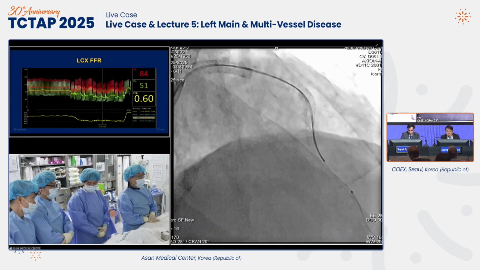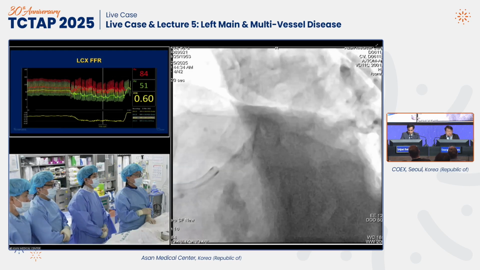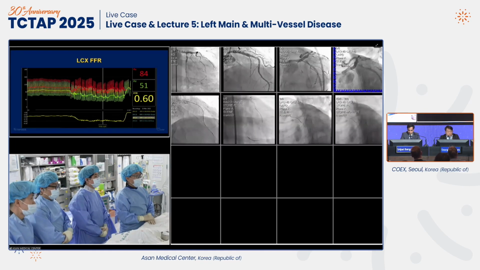Great. Next view. Does any view... the first view, your coronary angiography. Okay. Next, the epicaudal view.